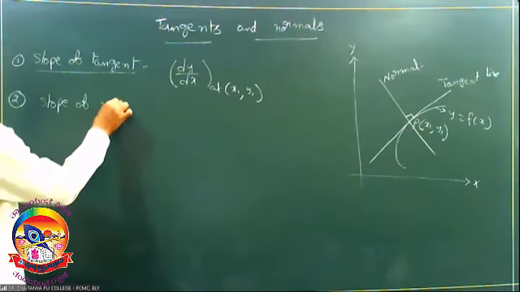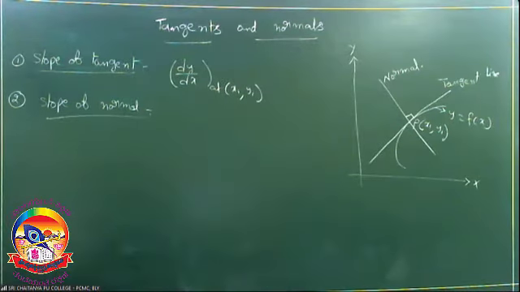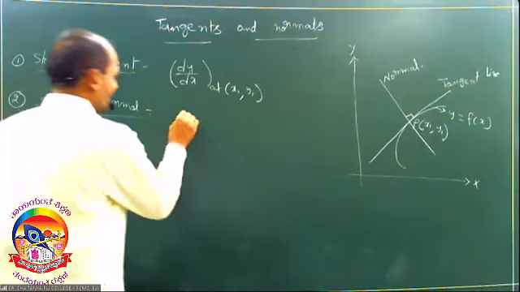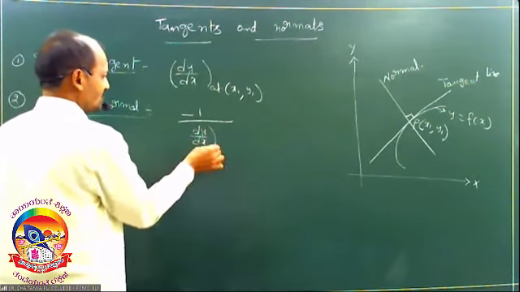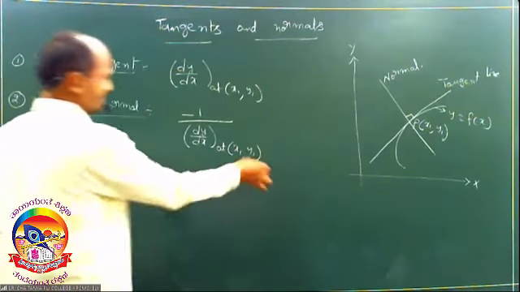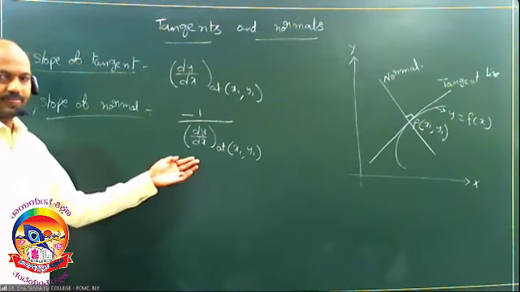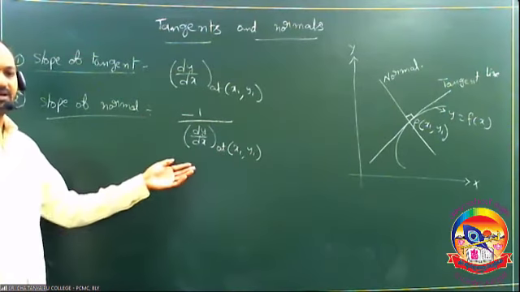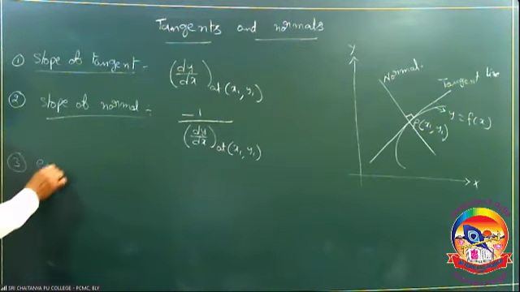Slope of normal. Slope of normal means it is perpendicular. That is minus 1 divided by dy by dx, minus 1 over dy by dx at (x1, y1). Find dy by dx, then minus 1 divided by dy by dx. That is the slope of the normal.